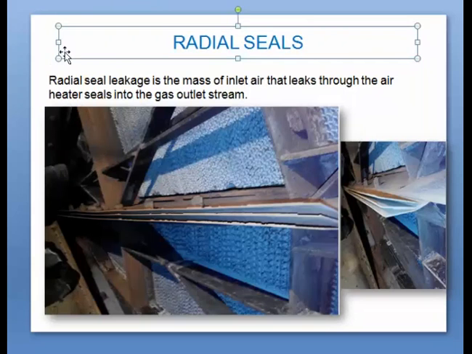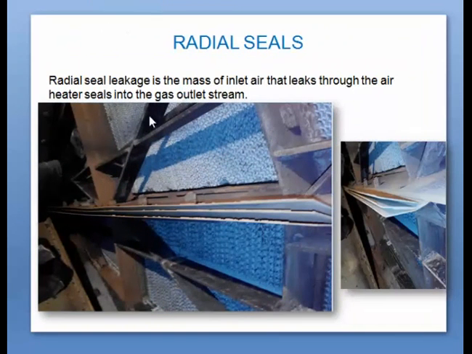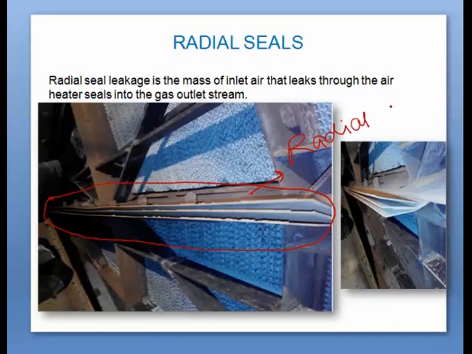From here you can see the radial seal. So these are the radial seals, and they are bolted. You can see here they are bolted on the projection in the radial direction. Here also you can see the heat absorbing elements. They are packed in these sectors.